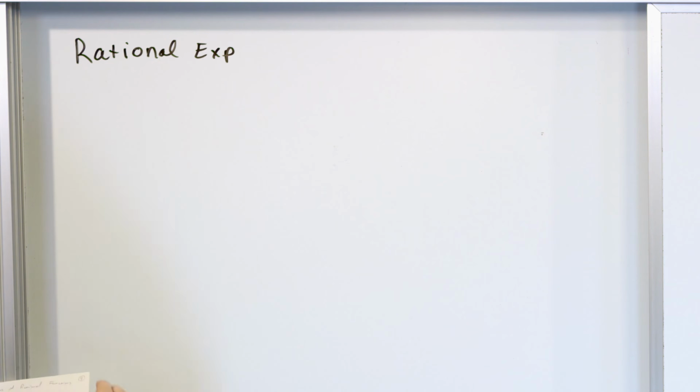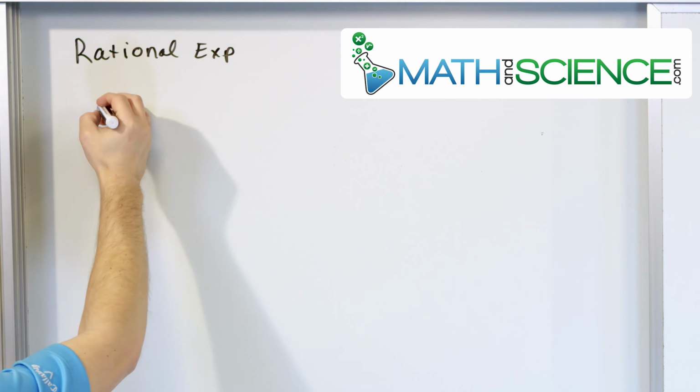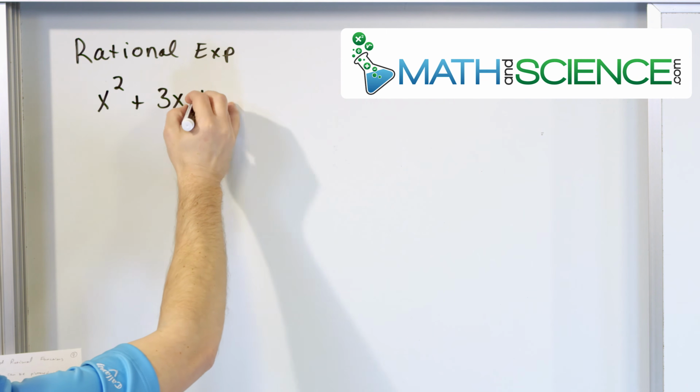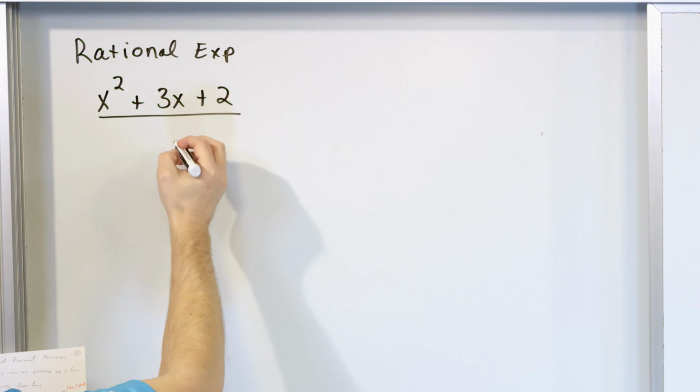We talked about that in the last section. Let's take a random rational expression, something that we would have talked about to simplify. x squared plus 3x plus 2, and that's divided by x minus 3.